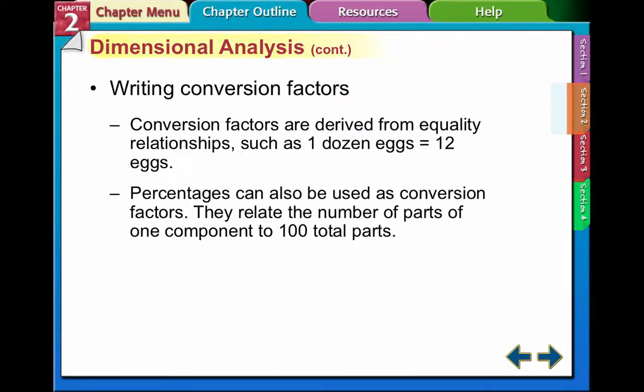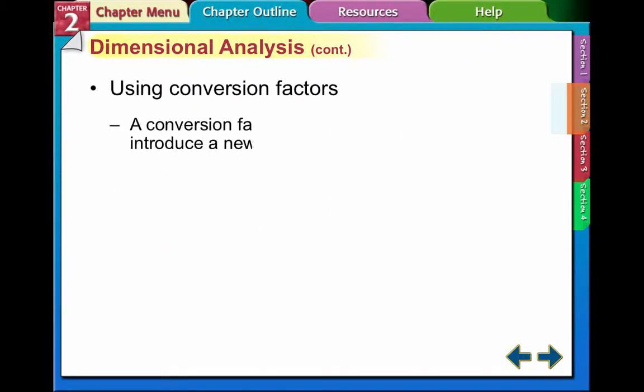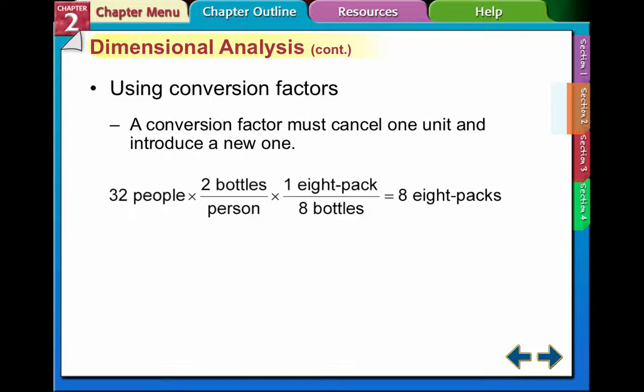Okay, percentages can also be used as conversion factors. They relate the number of parts of one component to 100 equal total parts. Okay, so here is an example. You have 32 people times 2 bottles per person times 1 8-pack divided by 8 bottles. That means 32 people need 8 8-packs to have enough to drink.